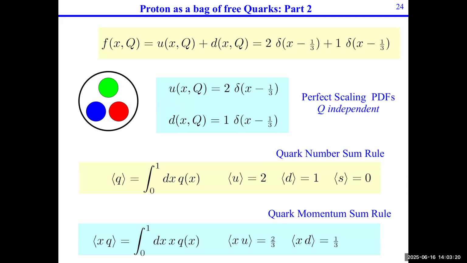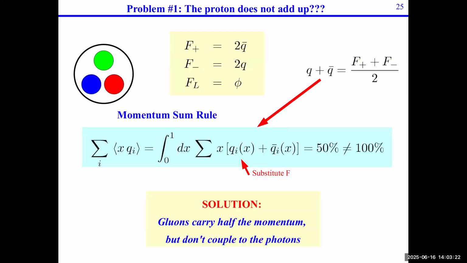So we go to the lab and we measure that, and what do we find? Oops, it doesn't add up. Okay, if you go and do that at SLAC and you measure it, you don't get 100%, you get 50%. You're missing half the boat. What's going on here? And that was the clue that the quarks are only carrying half of the momentum.